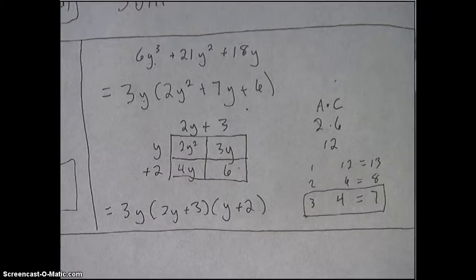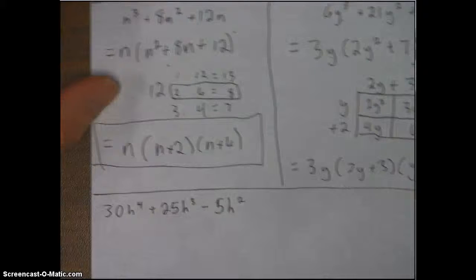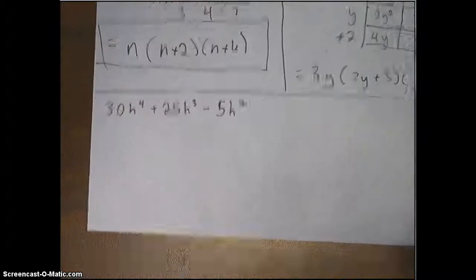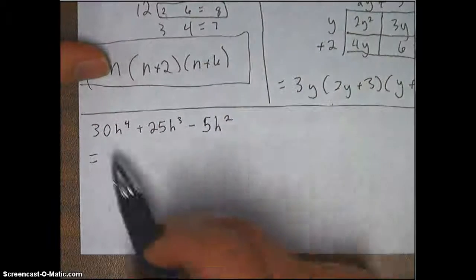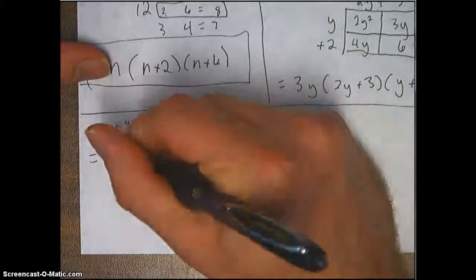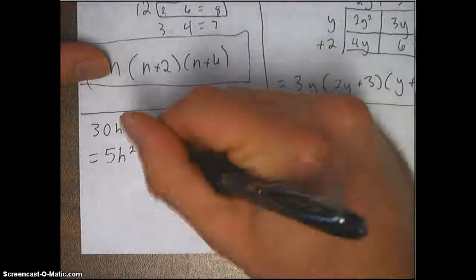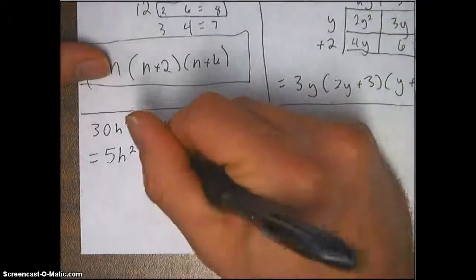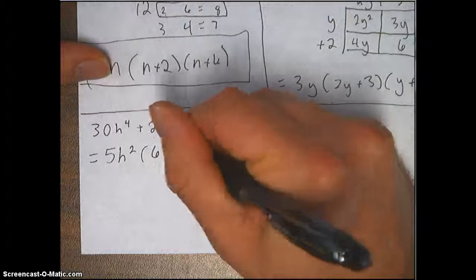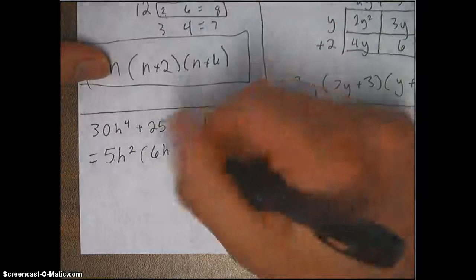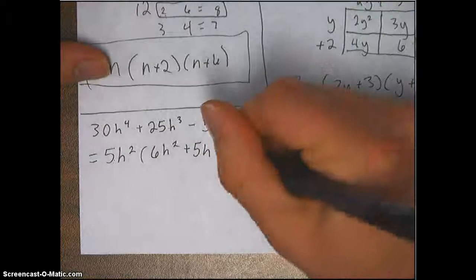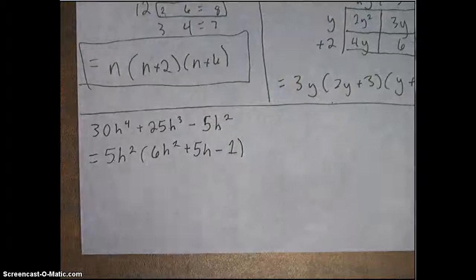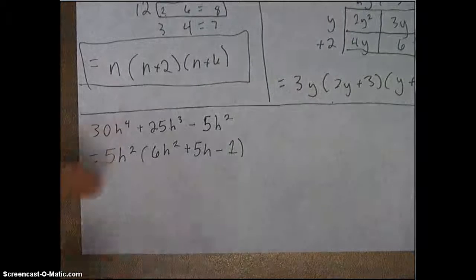Let's do that again with a fourth degree polynomial. So this guy right here: 30h to the fourth plus 25h cubed minus 5h squared. Well, the common factor they share seems to be a 5 and an h squared. All right, 30 divided by 5 is 6, and I took two h's out, so I've still got an h squared. 25 divided by 5 is 5h, and then of course 5 divided by 5 is just 1. H squared divided by h squared is also 1. So I pull out the 5h squared.